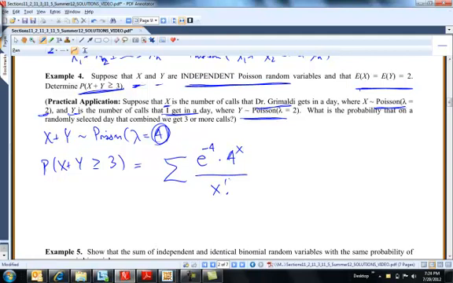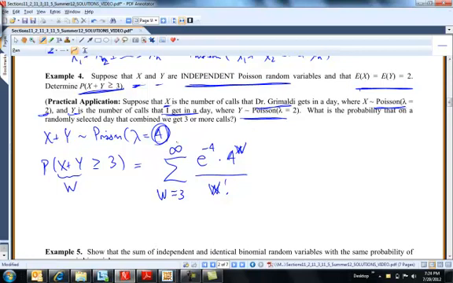I probably shouldn't have used x. That's not really good, right? Let's call this new random variable W. Well, so probably W is bigger than or equal to 3. That would make this W, that would make this W. And W, I'm going to sum from 3 to infinity.